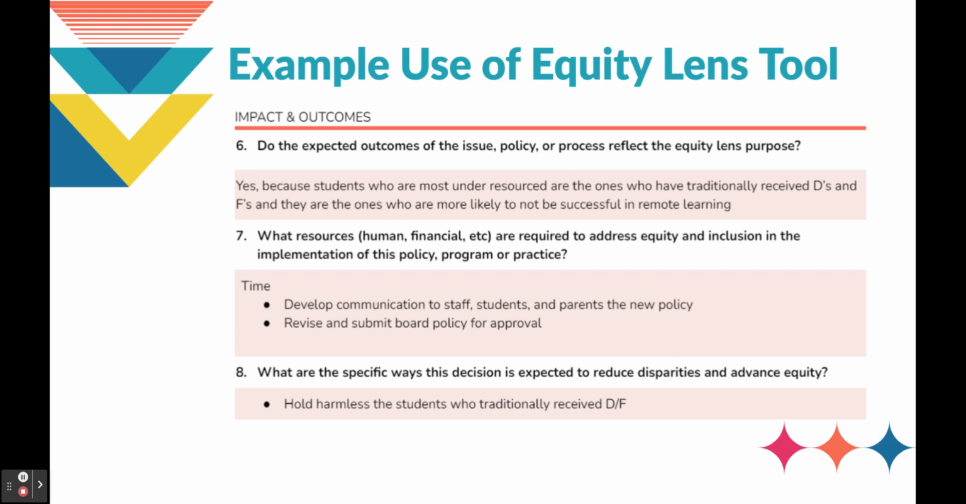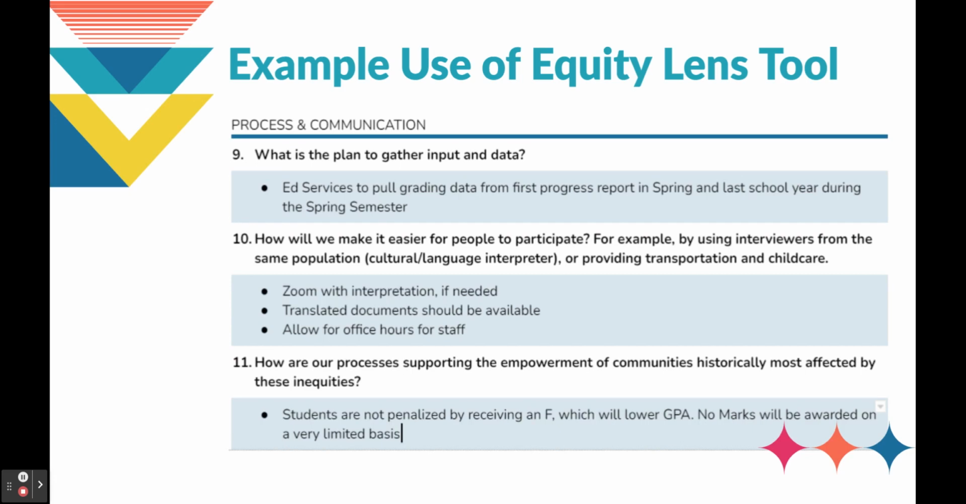Another important question to ask was what resources were needed to make this happen, and time played a huge factor. The last question in this section is asking for specific ways that this outcome could reduce disparities. We found that it would hold all students harmless, especially our underserved students. The next section focuses on process and communication.